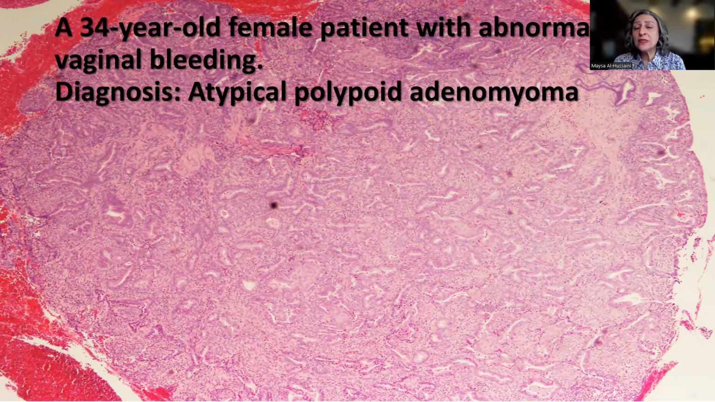Now, if you contact the gynecologist who performed the biopsy and ask him or her whether the lesion was polypoid, once this is affirmed, this is another clue to support the diagnosis of atypical polypoid adenomyoma.